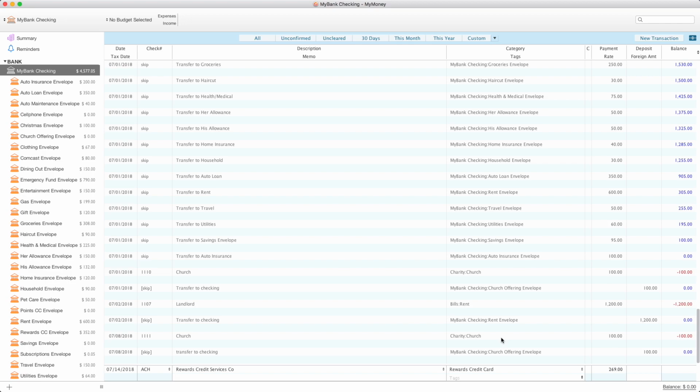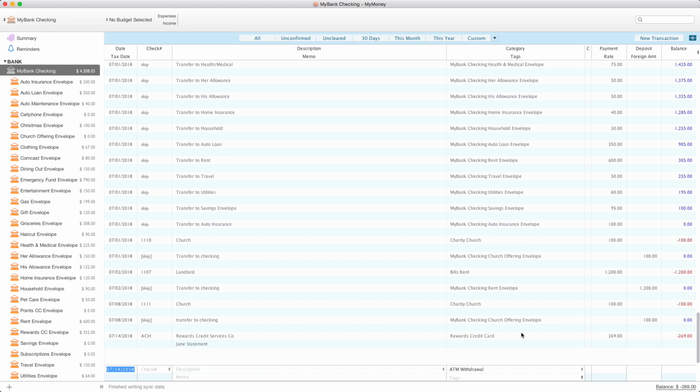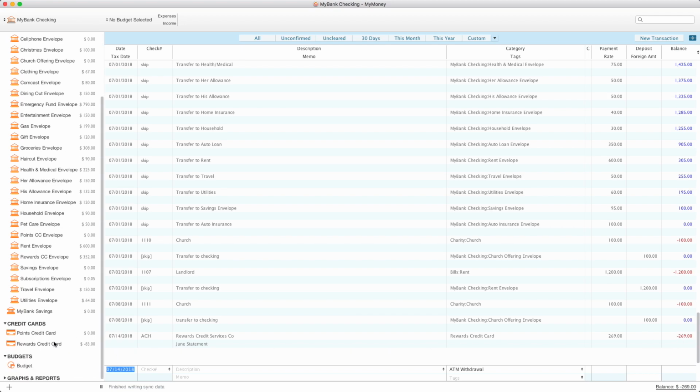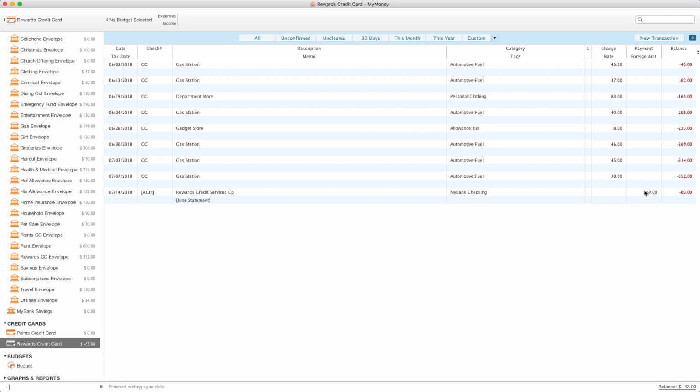So we're even going to go here and say June statement in the memo field. $269 we see here as a negative. If I go down to the rewards card, you can see where we've made that payment, $269, which coincides with the amount that we owed at the end of the month. So we still have $83 in charges for the month of July, and that will go up as we make more charges, of course, and those will be paid at the beginning of August.